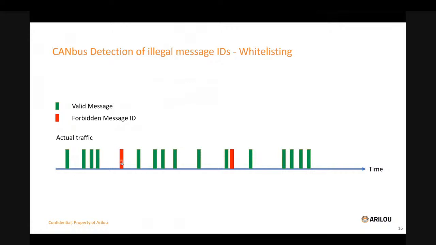Then it is discarded. Obviously, we cannot tell if a valid message originated from the right ECU or from a compromised ECU. You might have a case in which a compromised ECU would send a valid message ID, which is allowed on the bus, but that ECU is not allowed to send it. And if it's not a periodic message, it's practically impossible to determine that this was an attack.